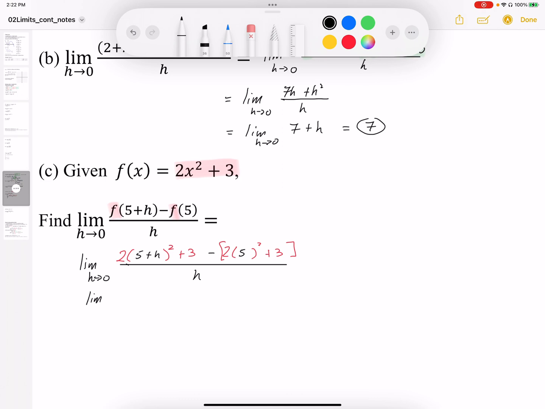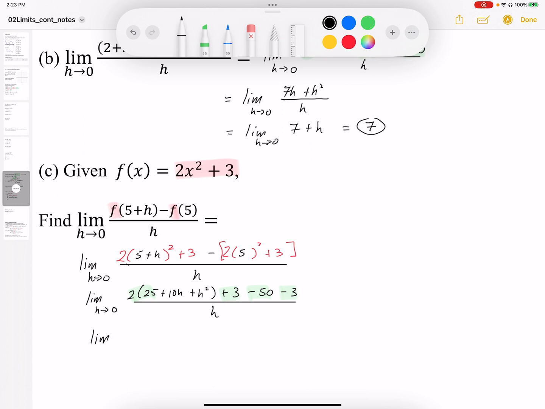To do that, we want to expand and hopefully get rid of the constant so that we have a factor of h to cancel out. So this becomes 25 plus 10h plus h squared plus 3 minus, this is going to be 50, and then minus 3. Okay, so we can see that there's some things that are going to cancel out here. And the nice thing is, this usually works out quite nicely because we can see that we have a 50 minus 50, 3 minus 3.